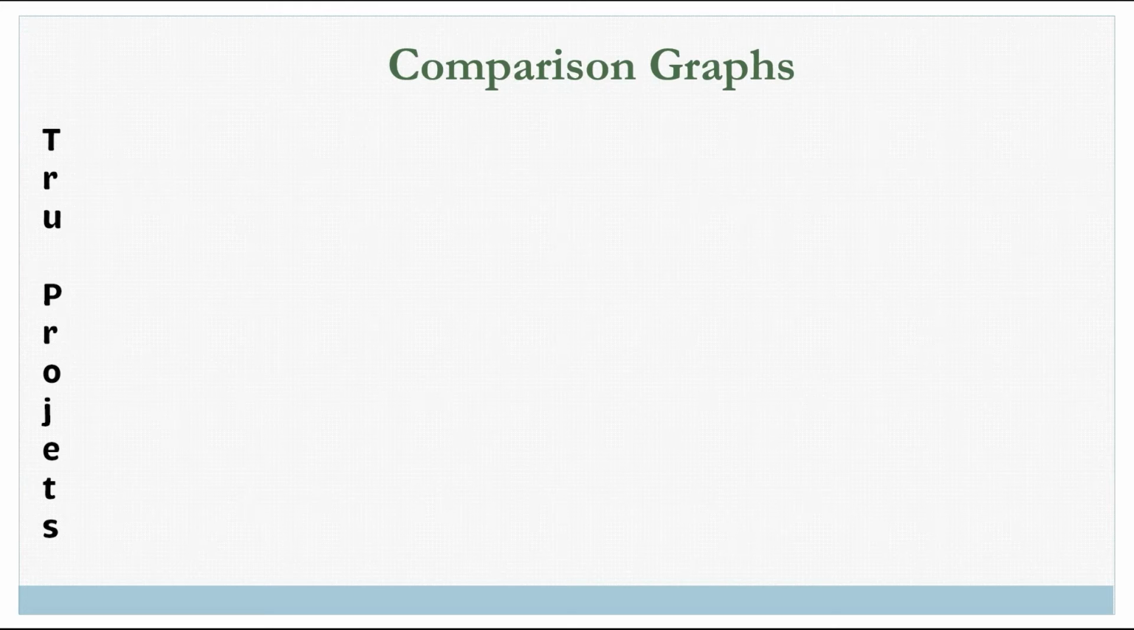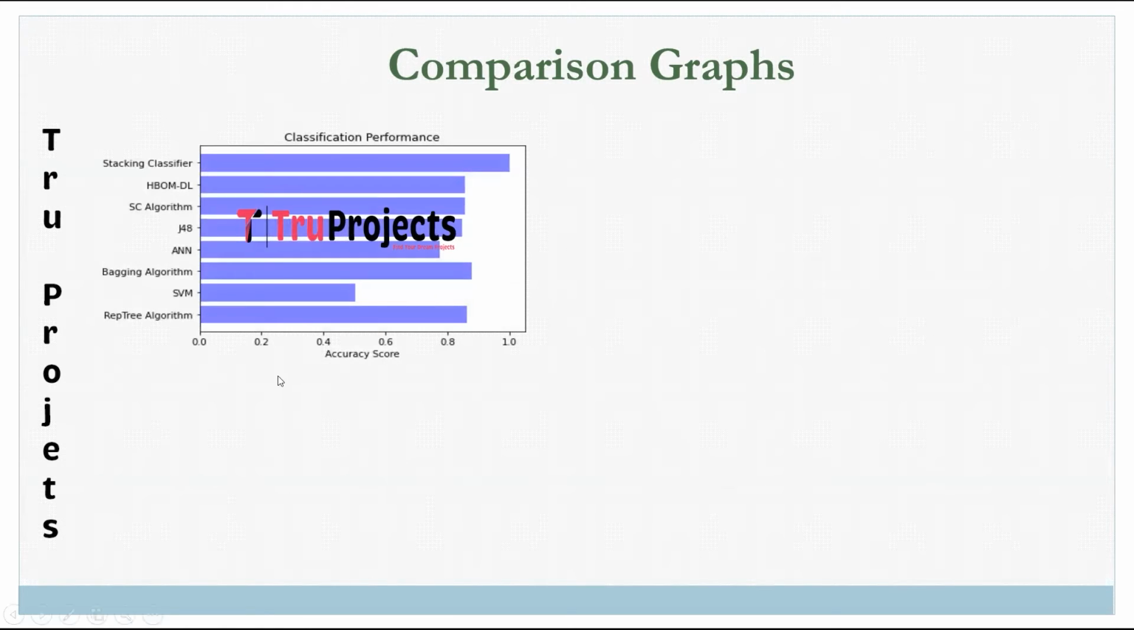Here we have comparison graphs for all those metrics. This is the accuracy comparison graph. Here on the x-axis we have the accuracy score for each algorithm and on the y-axis we have the algorithm names. Accuracy simply measures how often the classifier correctly predicts. We can define accuracy as the ratio of the number of correct predictions to the total number of predictions.